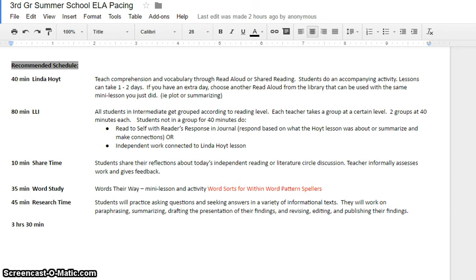And then we do 35 minutes of word study. We're using Words Their Way, doing a mini lesson and an activity that's associated with that. And then we have 45 minutes a day for research time.